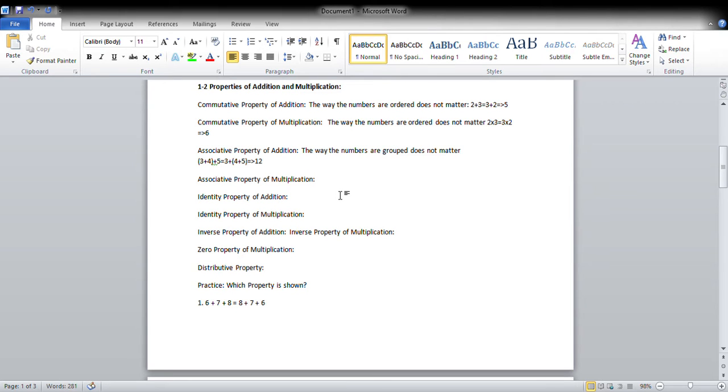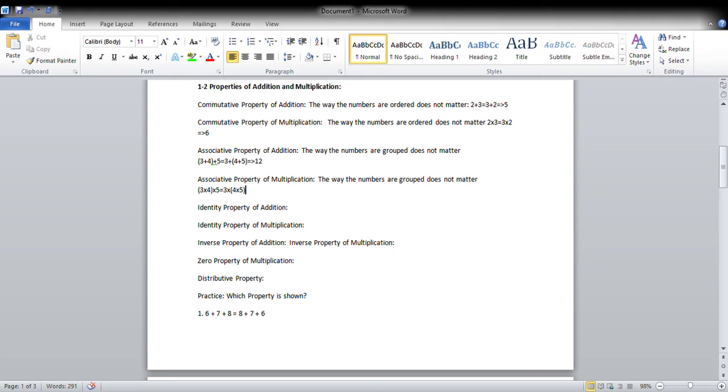Now, same thing for multiplication. The way the numbers are grouped does not matter. So we can use the same example: (3 times 4) times 5 equals 3 times (4 times 5). So in this case, they are both equal to 60.